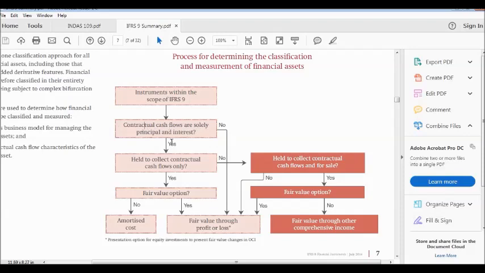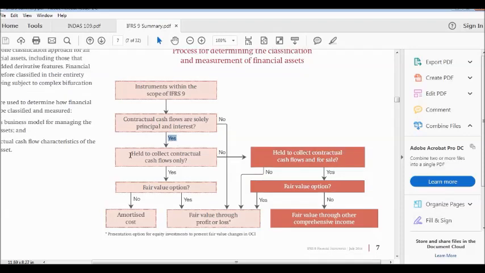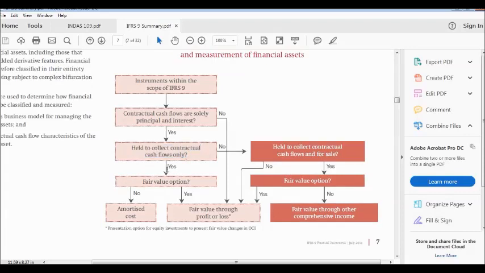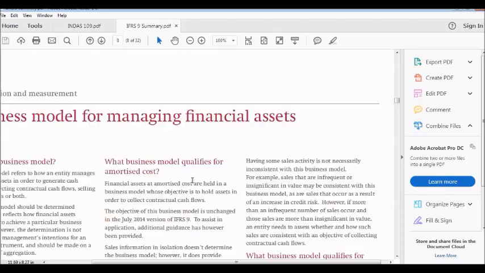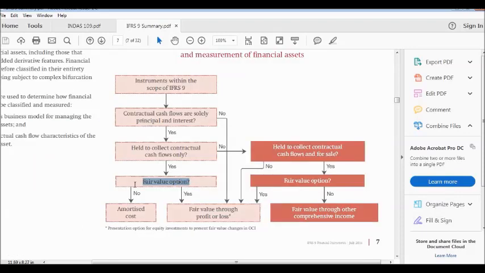If contractual cash flows are solely interest and principal, and you say yes, then held to collect the contractual cash flow only. And if you say yes, then you have the option of the fair value option. If no, you don't want the fair value option, then classify it into amortized cost. But if you want the fair value option, then categorize it into fair value through profit or loss.